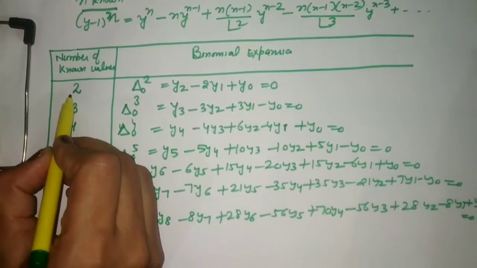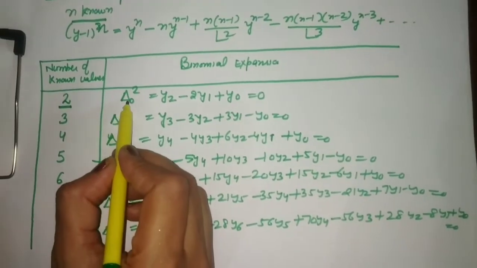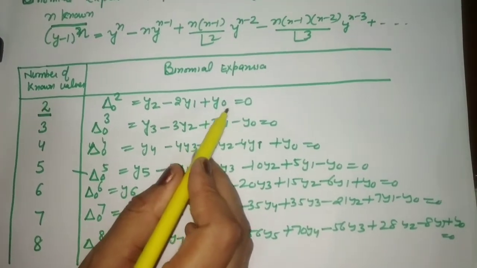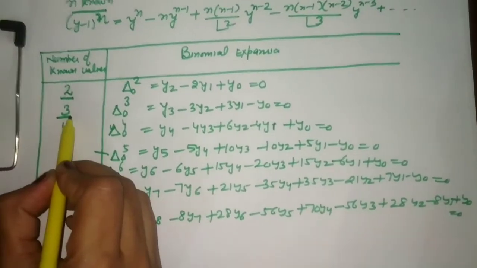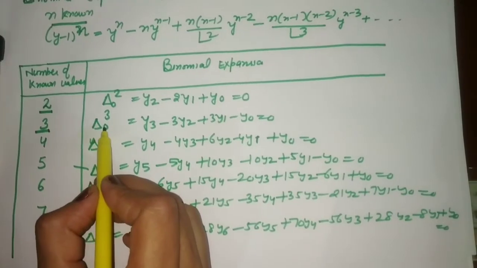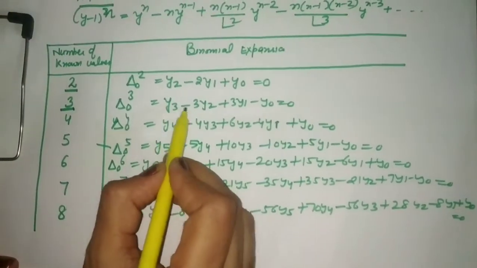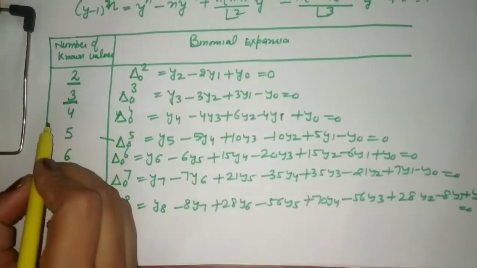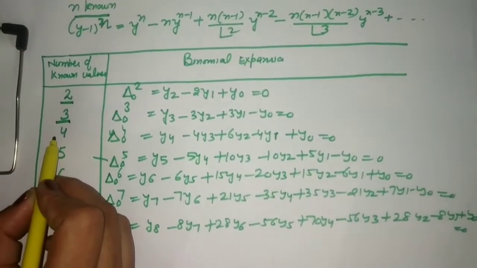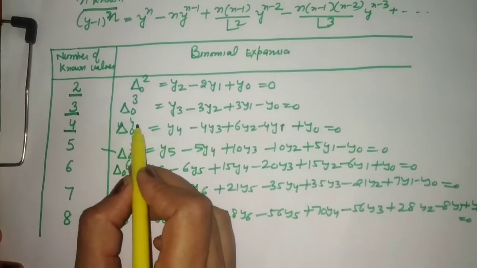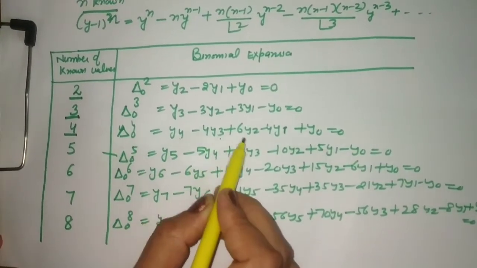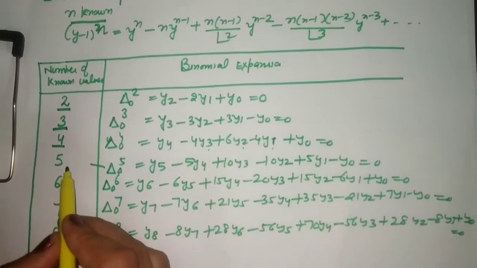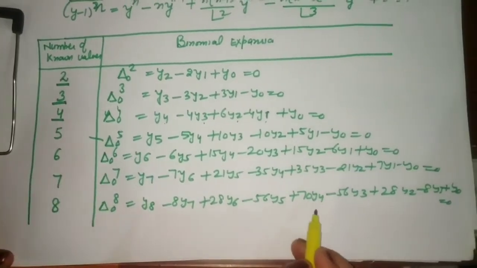When the number of known values is 2, then the binomial expansion will be delta 0 raised to the power 2 is equal to y2 minus 2y1 plus y0 equal to 0. When there are 3 known values, then delta 0 raised to the power 3 is equal to y3 minus 3y2 plus 3y1 minus y0 equal to 0. When there are 4 known values, then delta 0 raised to the power 4 is equal to y4 minus 4y3 plus 6y2 minus 4y1 plus y0 equal to 0. Similarly, for 5, 6, 7, 8, we can calculate these expressions.